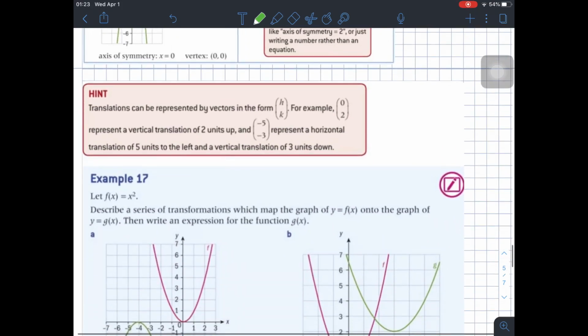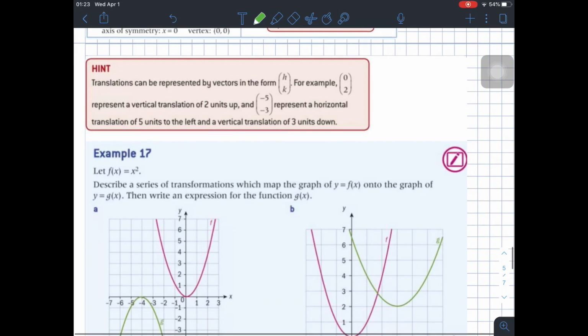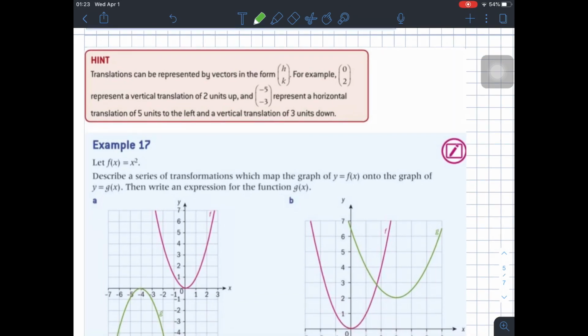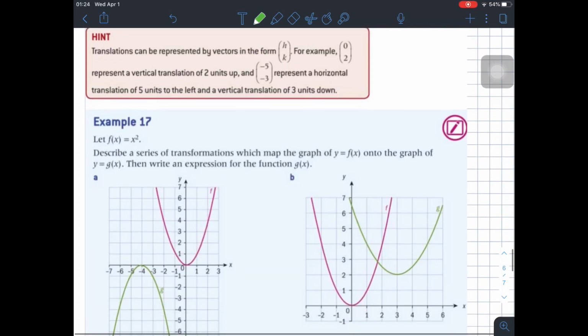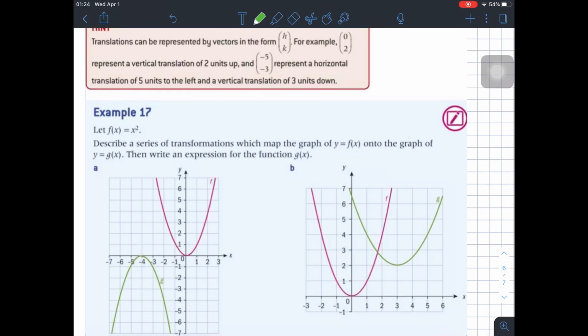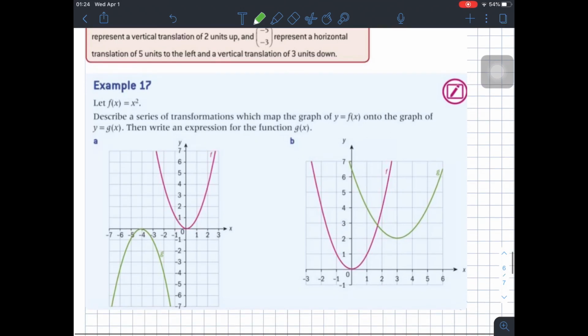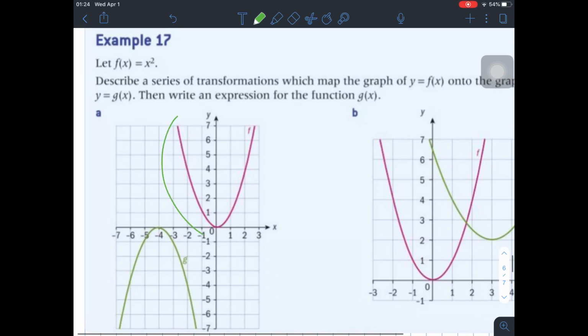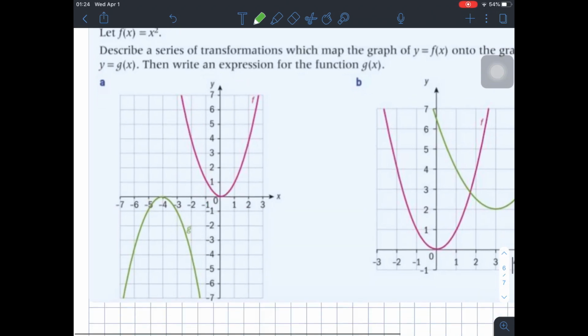Finally, example 17. It says, let f of x be x squared. Describe a series of transformations which map the graph of y equals f of x onto the graph y equals g of x. Then write an expression for the function g of x. So we have the parent function as always, and we want to know how to get this green function over here by applying the different types of transformations we know.